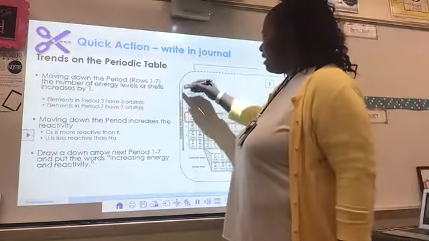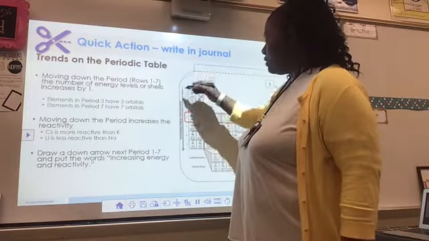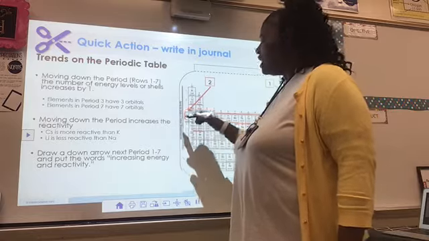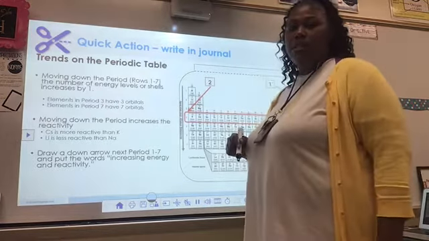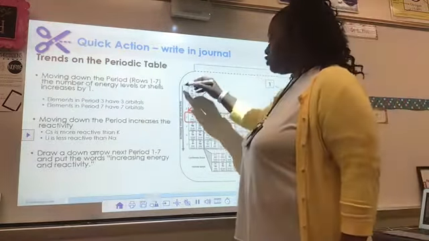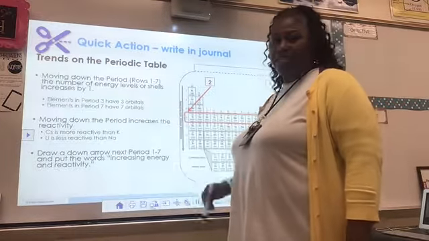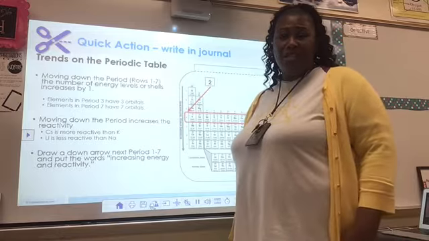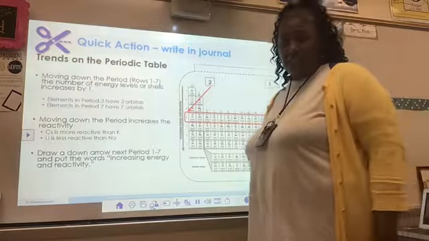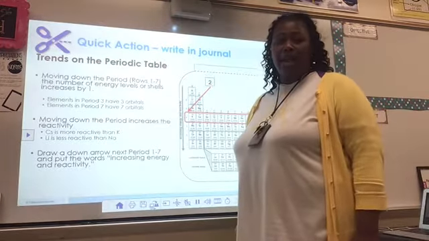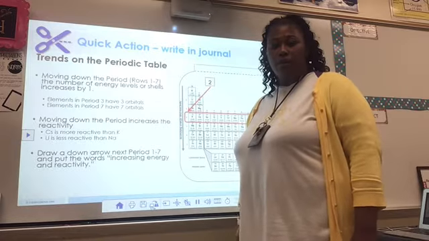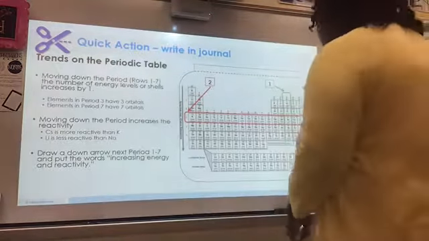As you go down, or as the periods increase, your energy and your reactivity will increase. So if you have that periodic table, you're going to draw a line down with an arrow, and you're going to write increasing energy and reactivity. This information is also in the Nearpod provided in Canvas. It is the periodic table Nearpod, and the code is there in your Canvas.